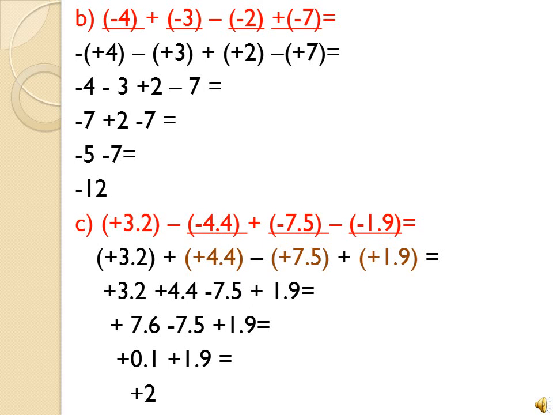It will become plus 7.6 minus 7.5 plus 1.9. Then I solve the next first two, plus 7.6 minus 7.5. They have different signs, so I must subtract them and put the sign of the bigger one, which is 7.6. Then I put plus 0.1 plus 1.9. These have the same sign. I must add them and put the same sign here, plus 2.